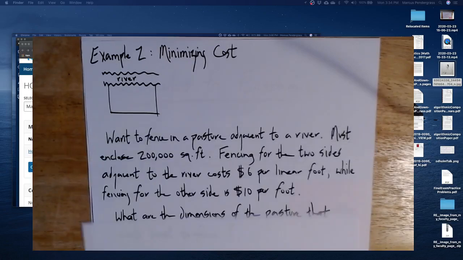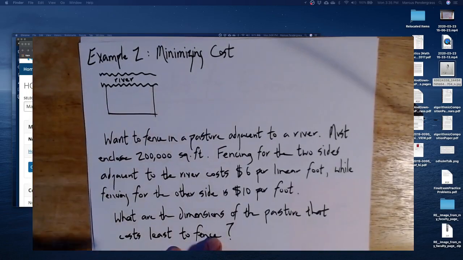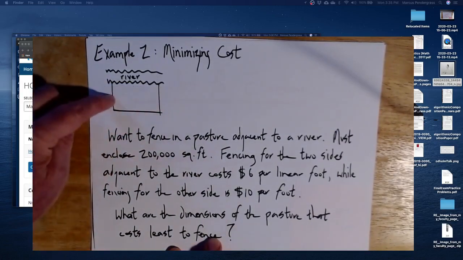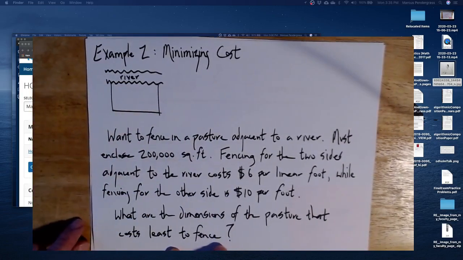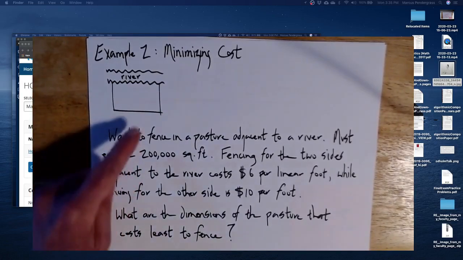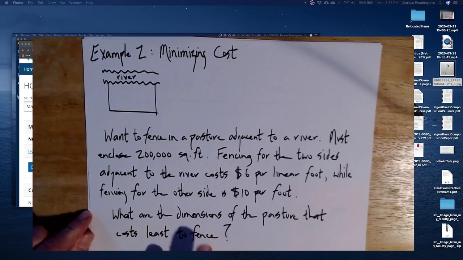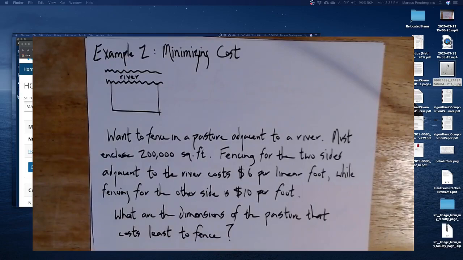And so here are the details. We want to fence in a pasture adjacent to a river. We must enclose 200,000 square feet in area here. Fencing for the two sides adjacent to the river costs $6 per linear foot, while fencing for the other side, the front side here, costs $10 per foot. And so what are the dimensions of the pasture that cost the least to fence?